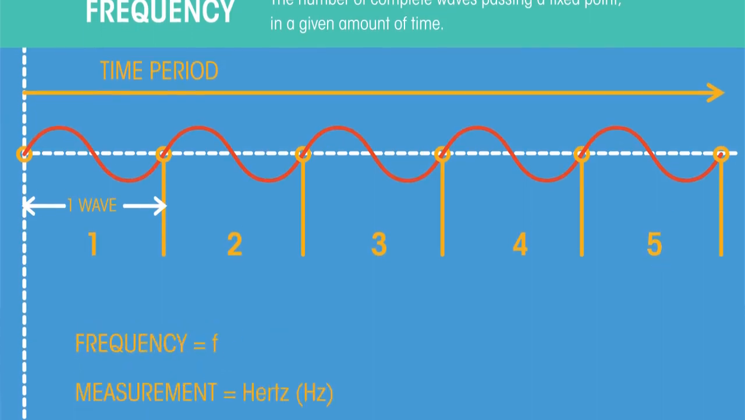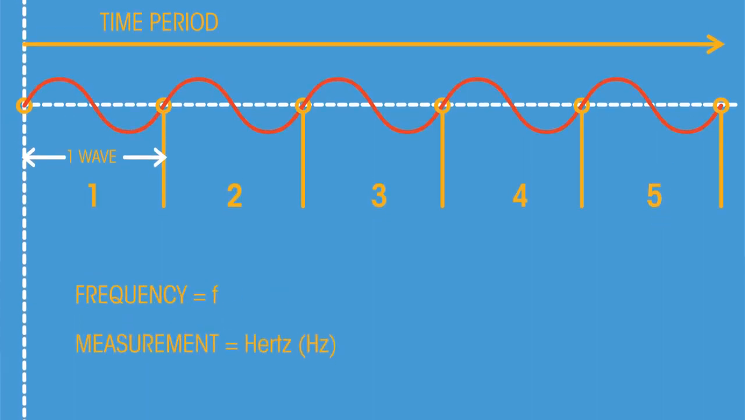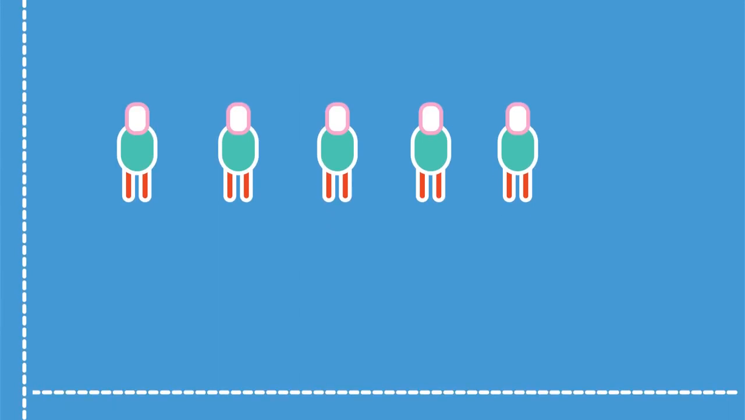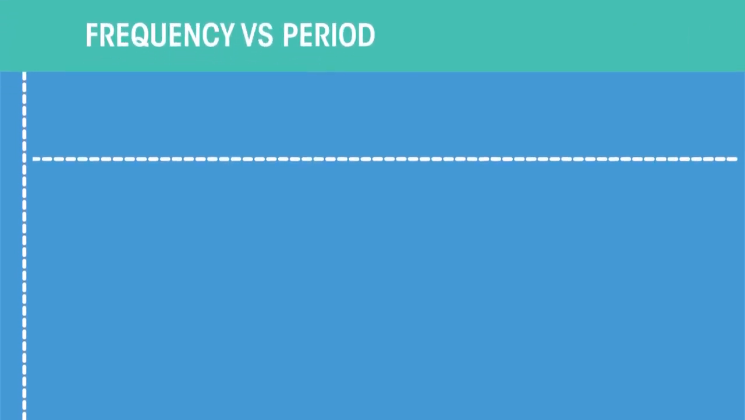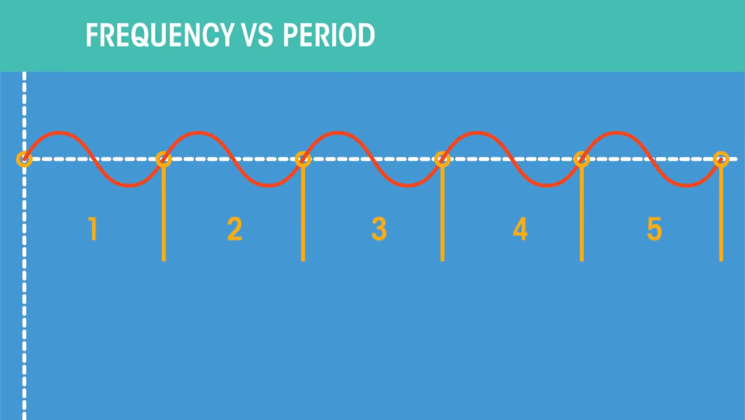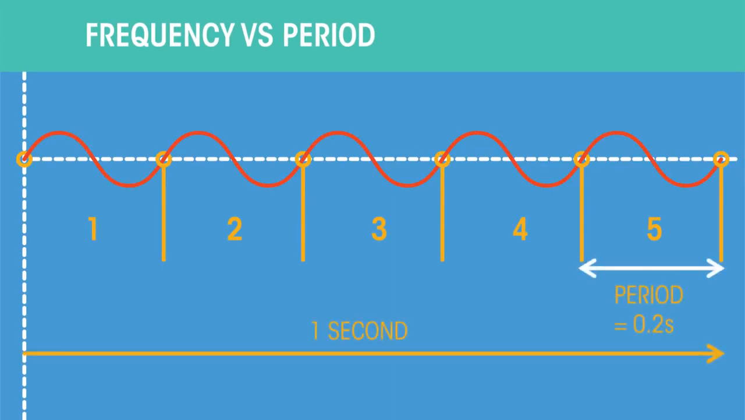Frequency is given the symbol F and is measured in units called hertz. Hertz measure how many complete cycles per second. So how many people in our Mexican wave stand up every second. The frequency and period are often confused. The frequency refers to how often something happens, whereas the period refers to the time it takes to happen.